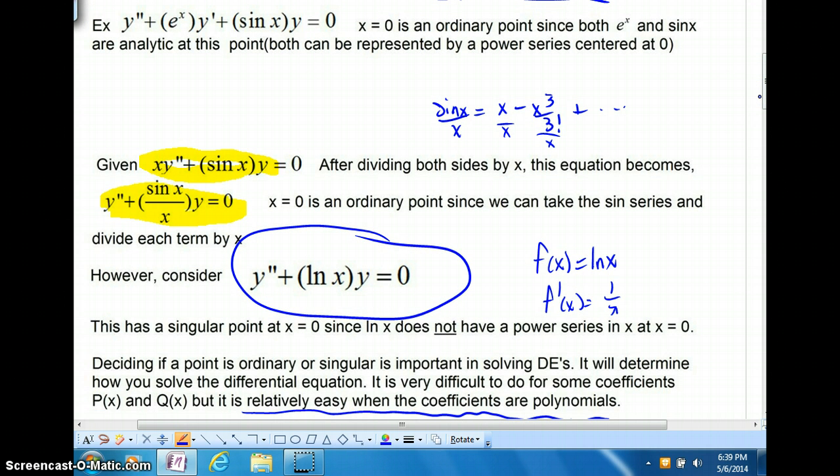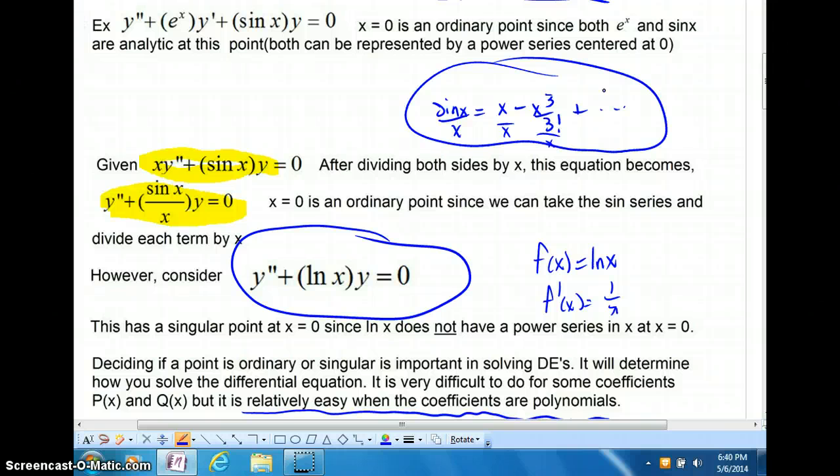Take a look at this next example. X y double prime plus sine of x y, we could divide everything in this equation by x. You might wonder if sine of x over x is analytic at x equals 0. Could we make a power series centered at x equals 0? Yes. We've got sine of x is x minus x cubed over 3 factorial plus x to the 5th over 5 factorial. That's up here. But we could divide everything by x. And we'd have a power series for that centered at x equals 0. In other words, it's a Maclaurin series.